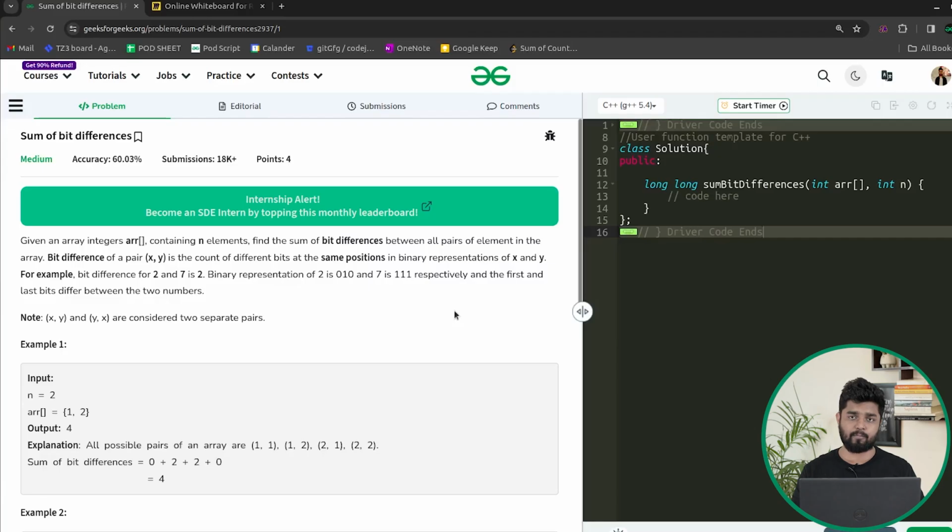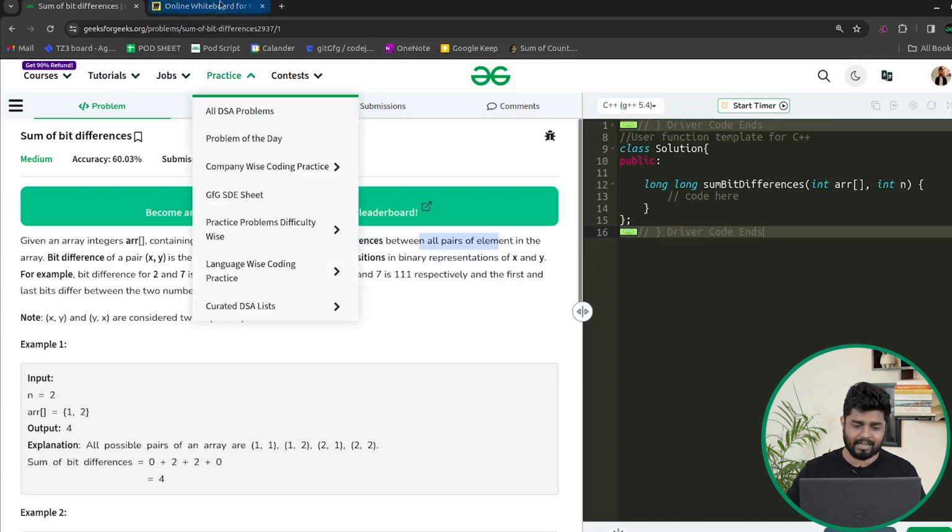In this video, we'll be discussing the problem sum of bit differences. Basically, in this problem, we'll be given an array of integers with n elements inside it, and we have to find the sum of bit differences for all the pairs of elements. Now, what does that mean?